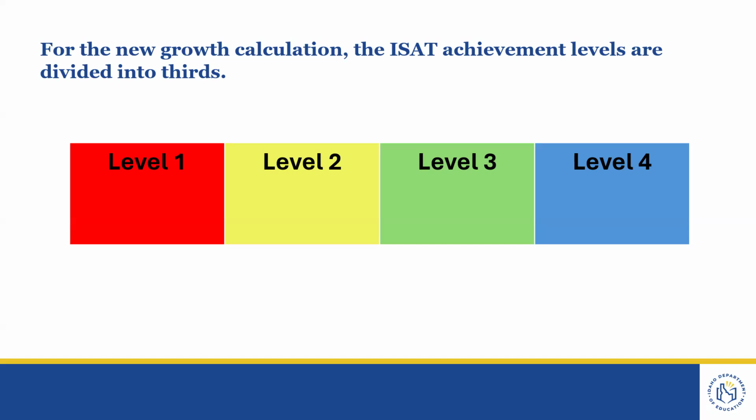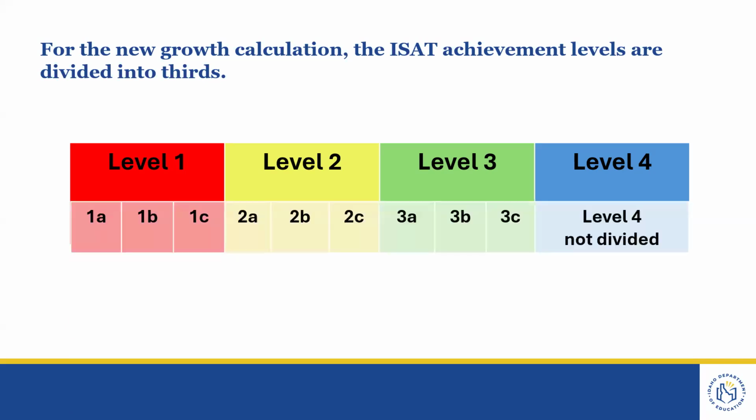For the new growth calculation, each achievement level is divided into 3 levels called tertiles. This is because each achievement level has a wide range of skill scores that falls within it. If a student scores a 3, for instance, but just barely a 3, they will be placed in the 3A category. A student right in the middle would be 3B, and a student who is almost but not quite a 4 will be placed in the 3C category. Level 4, which is the advanced category, is not divided.